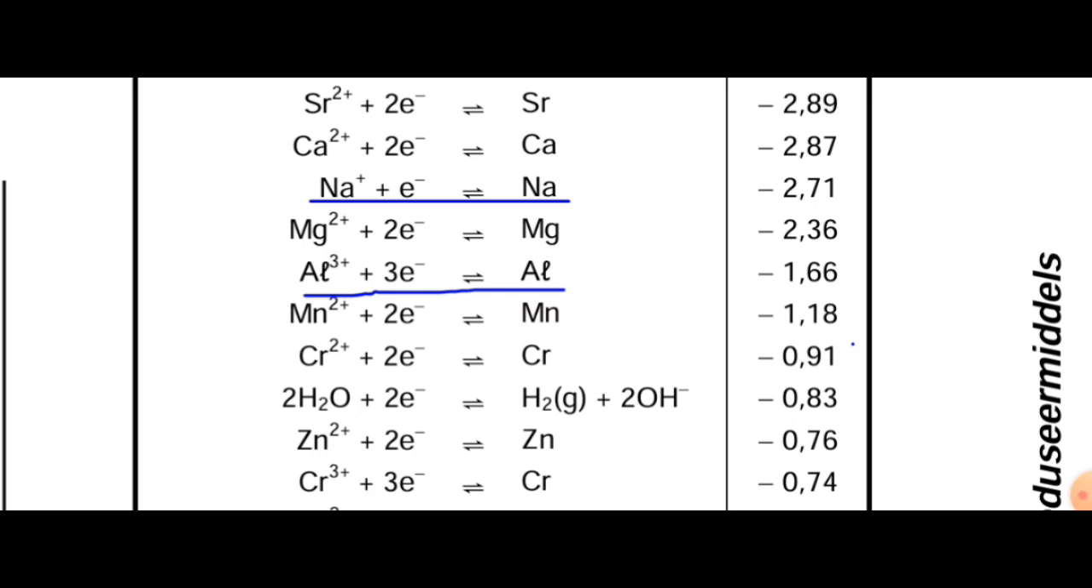So in a galvanic cell, the one that is more negative is the anode. So notice that this is -1.66 and this is -2.71. The one that is more negative is -2.71 because it is bigger in the negative direction. So the more negative one is the anode. So this works perfectly well for the galvanic cell.